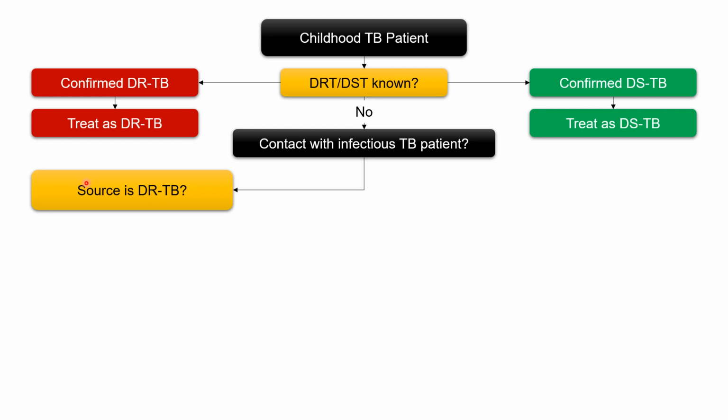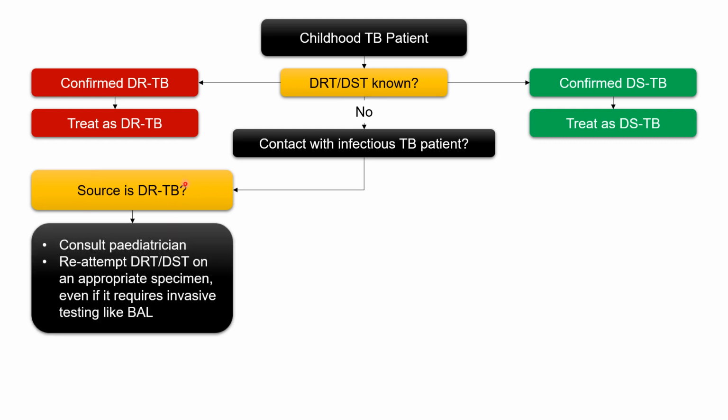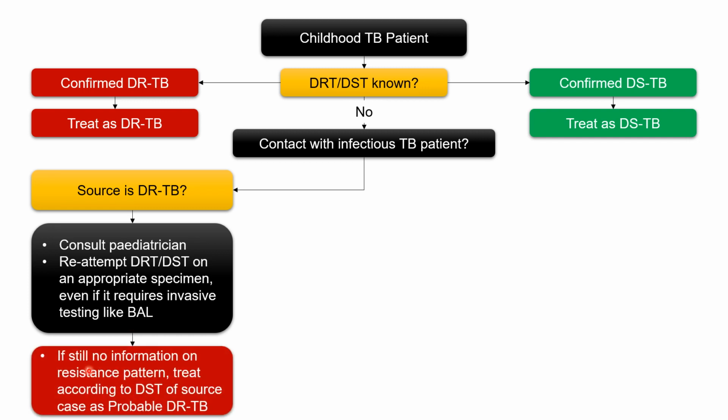Because we learned in the epidemiological markers of drug-resistant tuberculosis, if the patient has a positive contact history with a source who is a drug-resistant tuberculosis case, then there is a high chance that this particular patient may also be a case of drug-resistant tuberculosis. So if the source of this patient is a drug-resistant tuberculosis case, we have to consult the pediatrician. We have to re-attempt the sensitivity testing with a more appropriate specimen, and even if it requires invasive testing like bronchoalveolar lavage, we may have to undertake that also, because there is a high chance that this patient is a case of drug-resistant tuberculosis. And if still no information on resistance pattern is seen, then treat according to the drug sensitivity testing of the source case as probable DRTB.